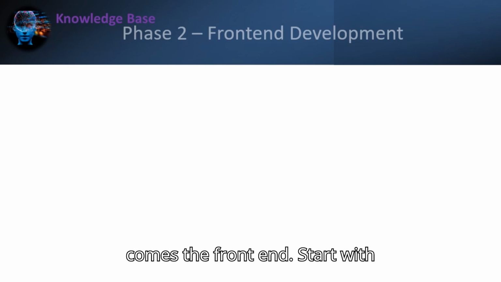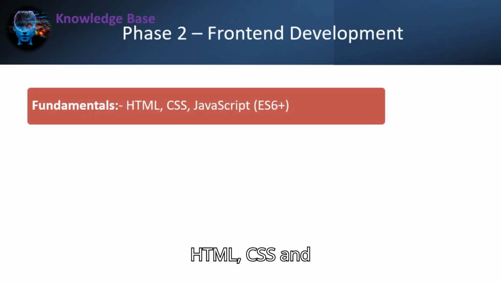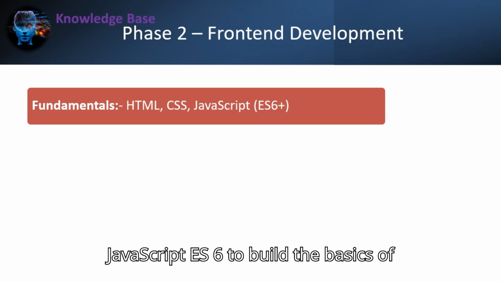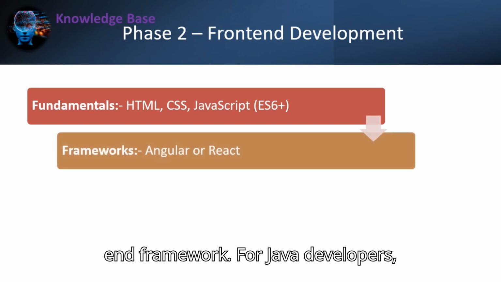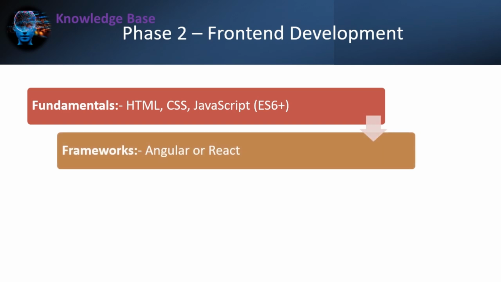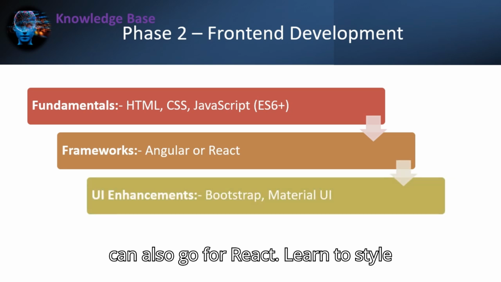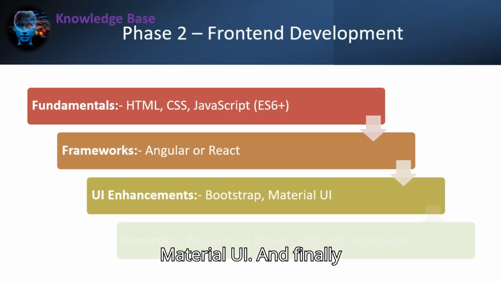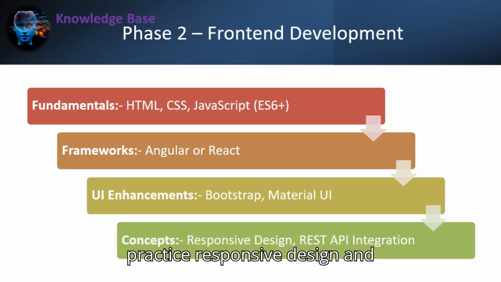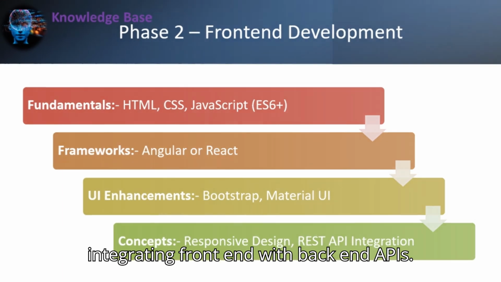Phase 2. Front-end development. Next comes the front-end. Start with HTML, CSS, and JavaScript ES6 to build the basics of web pages. Then move to a modern front-end framework. For Java developers, Angular is highly recommended, but you can also go for React. Learn to style your applications using Bootstrap or Material UI. And finally, practice responsive design and integrating front-end with back-end APIs.